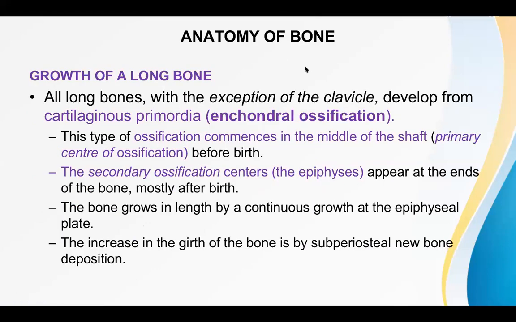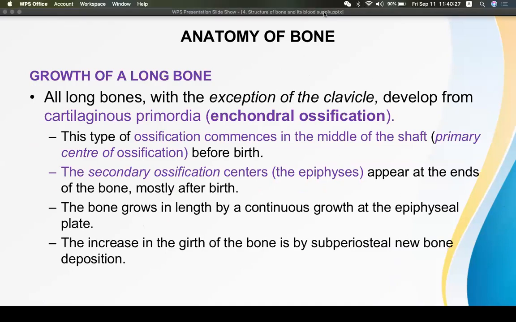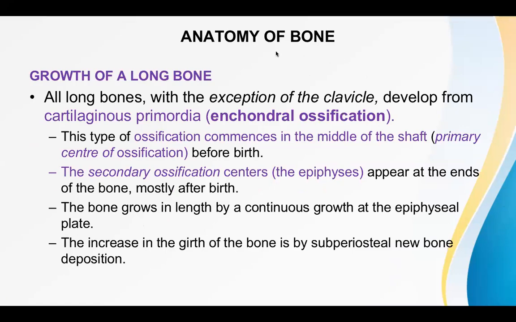Now, let's move further. Let's talk about some other new information. How does the growth of a long bone occur? Let's talk about this. See here. All long bones, with the exception of the clavicle, develop from cartilaginous primordia, that is called endochondral ossification, or you can also call it endochondral ossification.